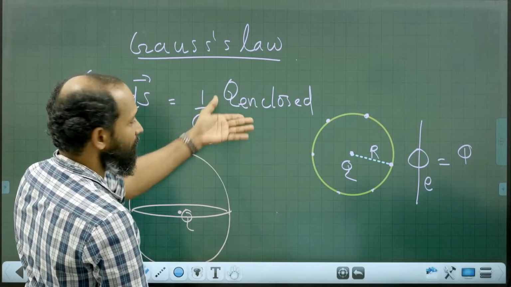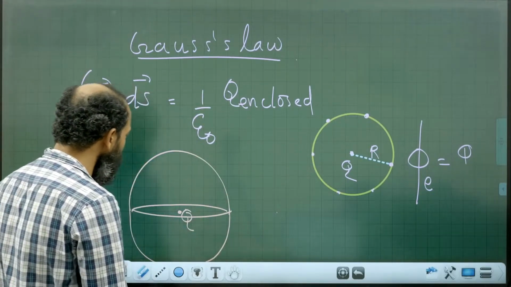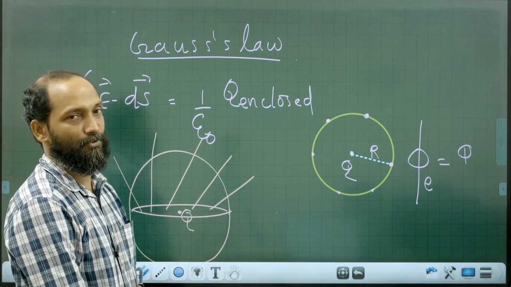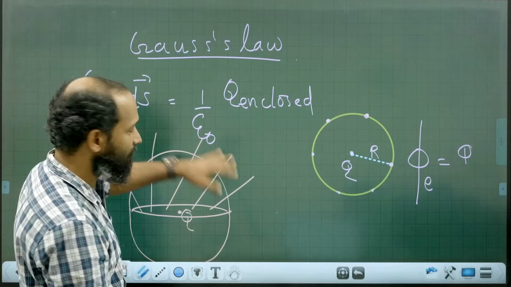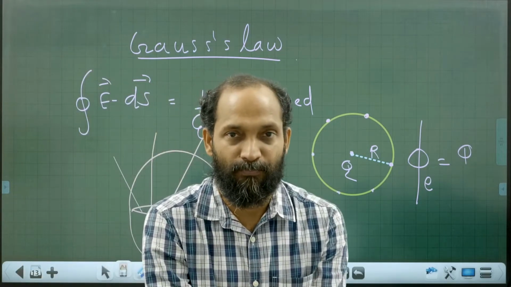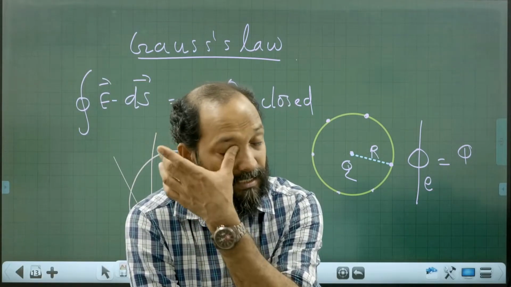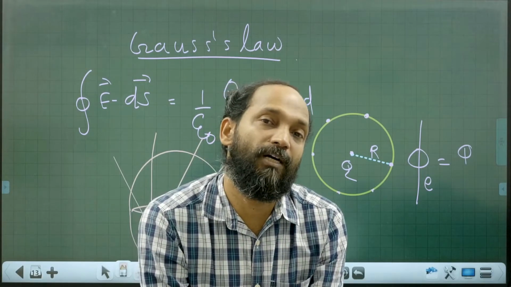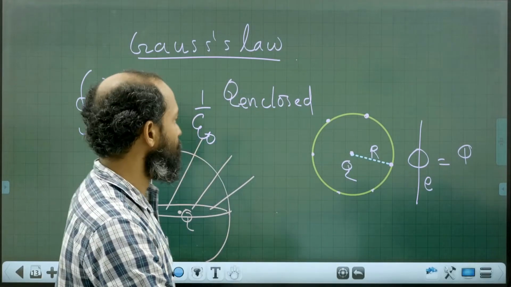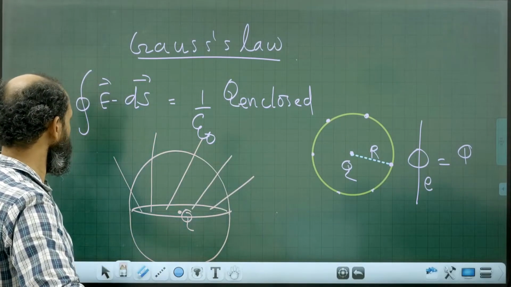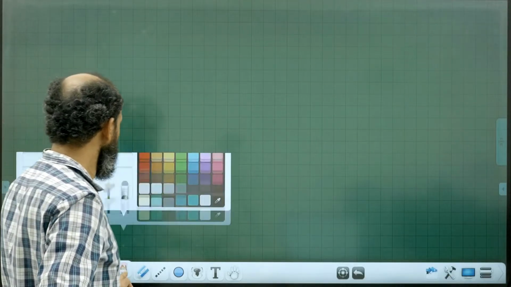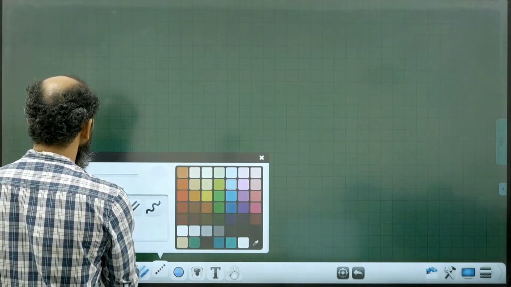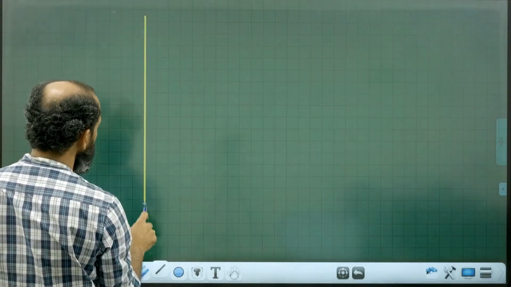Then what is the total flux? That is Q by epsilon 0. But we need to find the flux through only half the portion. That is exactly half, Q by 2 epsilon 0. So flux through the hemisphere is Q by 2 epsilon 0. This was asked in the recent JEE Advanced paper. That's Gauss's law.